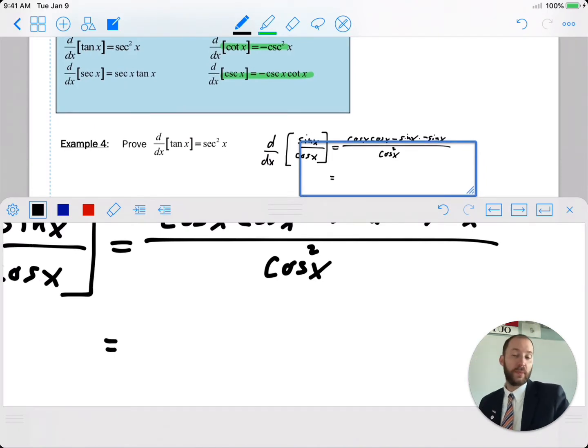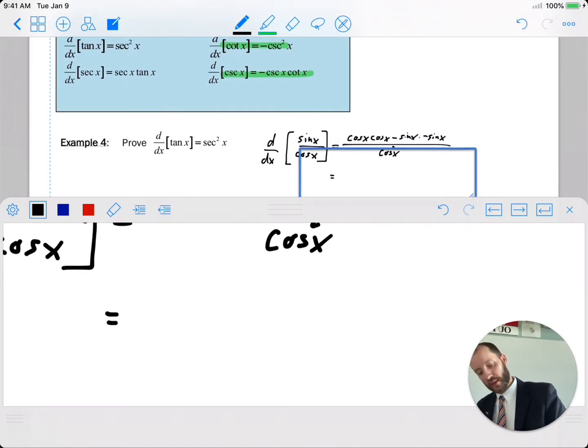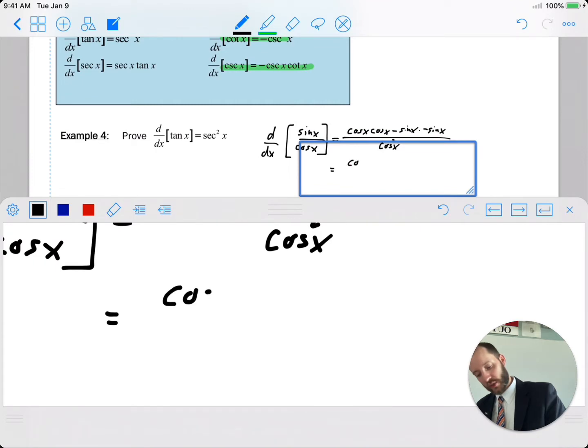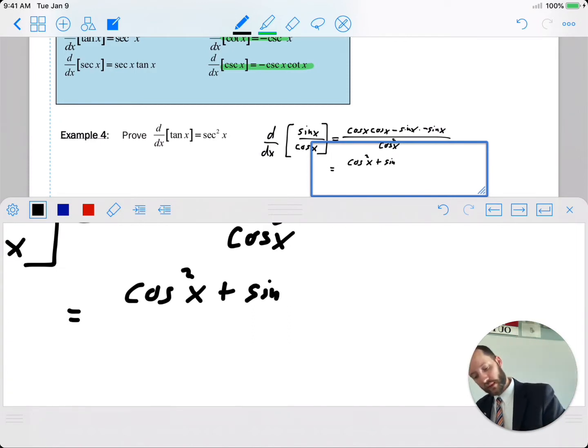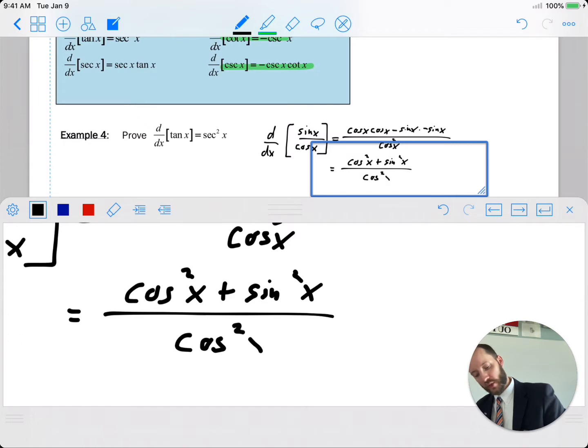So do some simple simplification. Cosine times cosine, cosine squared, minus sine times negative sine, negative sine squared, so we're minus a negative sine squared, which is plus a positive sine squared, all over cosine squared of x.